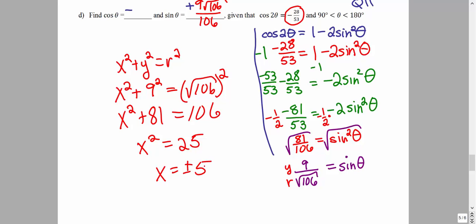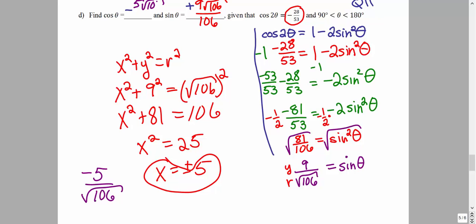So now that we know x, we already know that cosine is negative, so we know we're taking the negative value here. So the cosine value will be this x value divided by the r. Once again, we want to rationalize, so I'm going to multiply top and the bottom by the square root of 106. So that's negative 5 times the square root of 106 divided by 106.